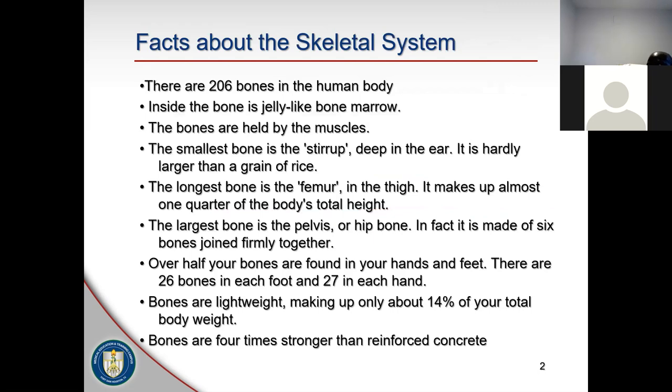The majority of our bones are located in our phalanges, whether it is the hands, the upper extremity, or the lower extremity. You'll find most of them in the hands and the feet. Bones are normally lightweight, and they only account for about 14% of our total body weight.